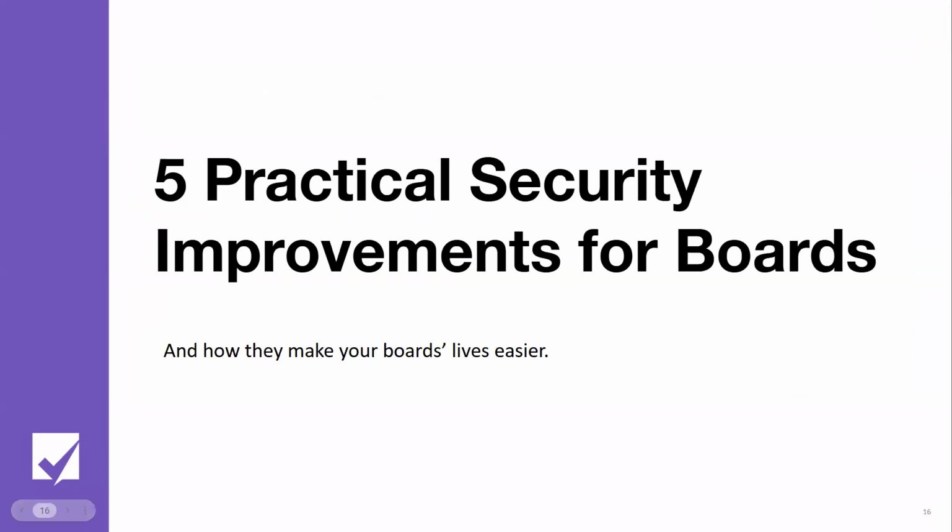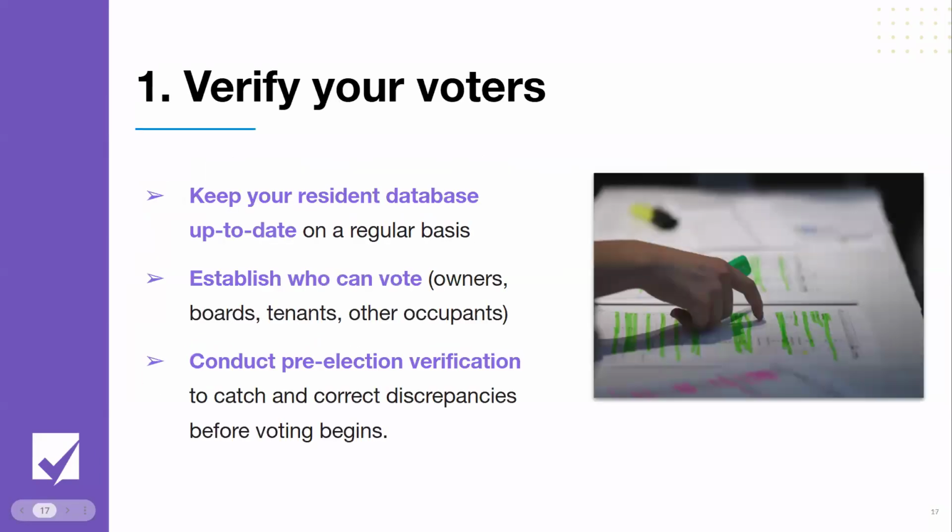So next, I'll be discussing some of the ways you can be more proactive as a ballot administrator to create more secure voting processes. And the first is to verify your voters. So it's important to make sure that eligible voters in your community can vote.